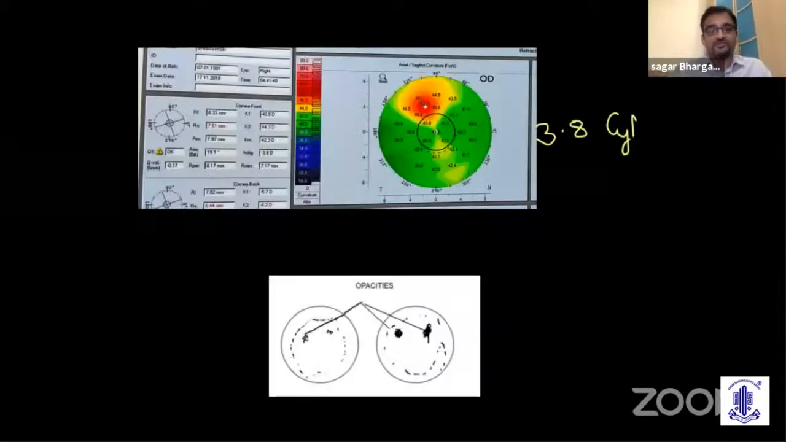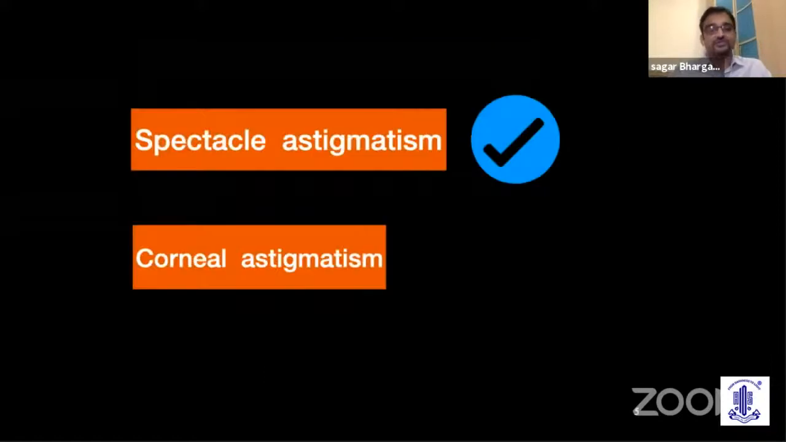Now, how has this happened? A topography would give you an answer. You can see a hot spot just superior to the center, and that was good enough for the instruments to pick up a cylinder, but it did not affect the patient's refraction, and the patient just needed a spherical correction. So in this case, we went in with a spherical ICL, and this hotspot was because of some subtle opacities present in the patient's cornea.